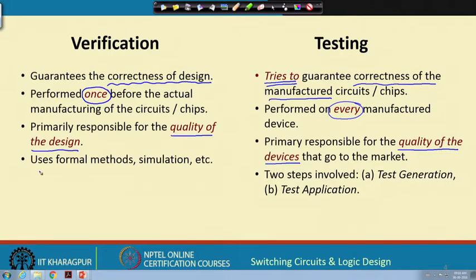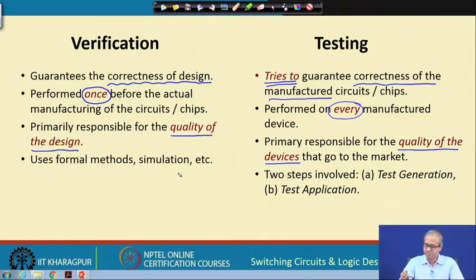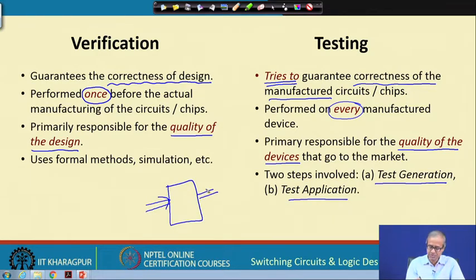Verification is typically carried out using mathematical techniques, formal methods, theorem proving, simulation, but these are things we shall not be discussing here. But for testing, we normally use a two-step process. Given a circuit with some inputs and outputs, first we find out what inputs we have to apply for testing, that is called test generation. Then for every circuit or chip, we have to actually apply those inputs and verify whether the output is coming correctly, that is called test application.